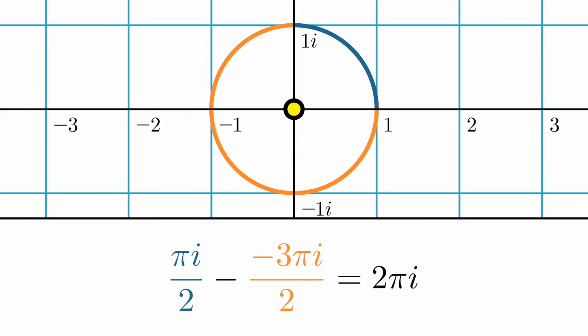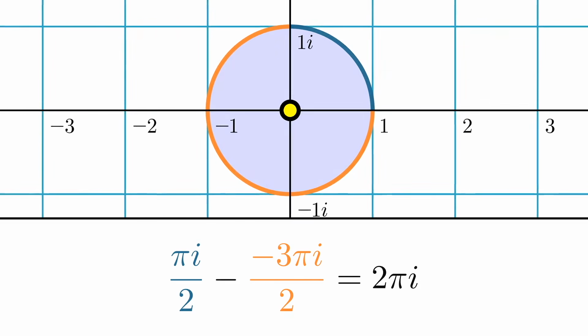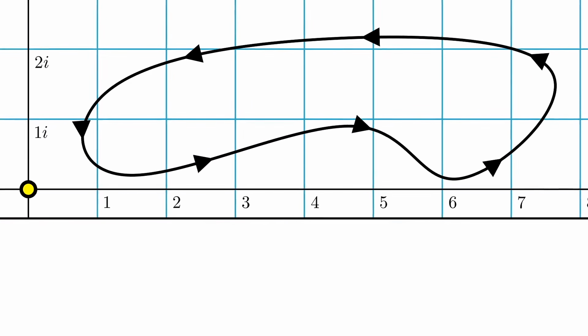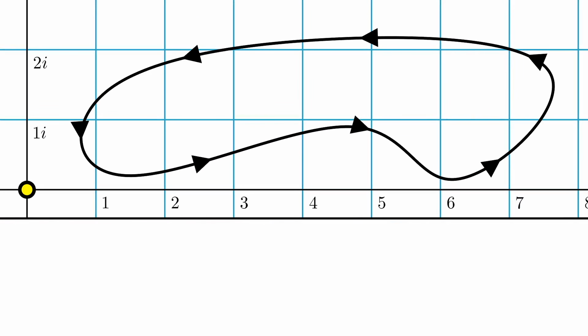The fact that the integral around this loop is not equal to 0 can be thought of as alerting us to the fact that something weird is going on inside this loop. In this case, the weird thing is the singularity at z equals 0. So what happens if we choose to integrate 1 over z around this loop instead? Well, as it happens, we get 0.